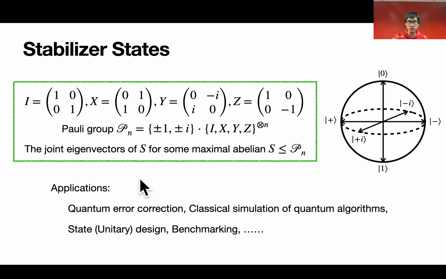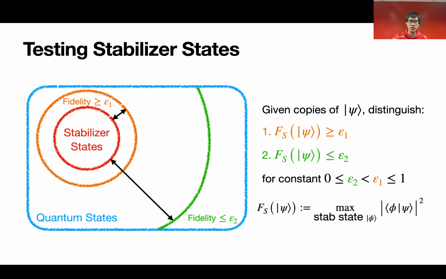For now, let's talk about the problem of testing stabilizer states. You are given copies of psi, the input state, and you want to distinguish whether there exists some stabilizer state which has high fidelity with the input state, or for any stabilizer state, they only have low fidelity with your input state. This high and low is stated through the parameters of the problem, epsilon 1 and epsilon 2.